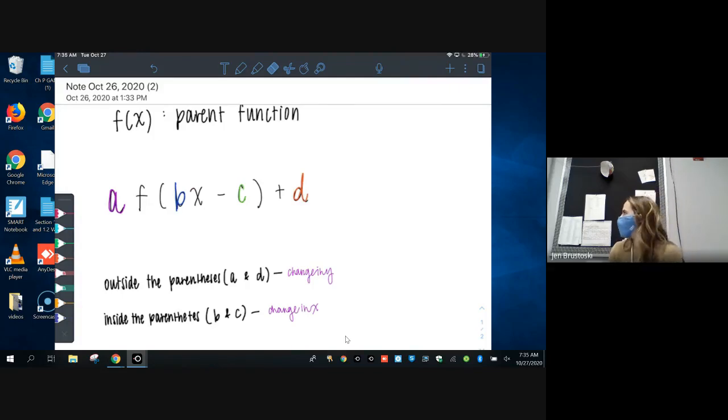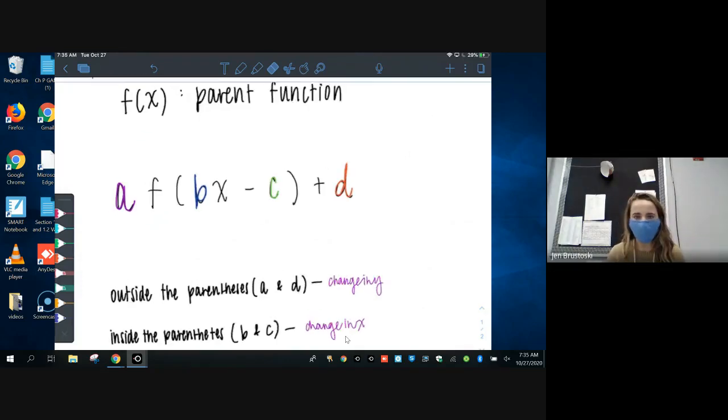Okay, so f of x is our parent function. f of x is our starting point. Then each of these letters, A, B, C, and D, all do something different to the graph.